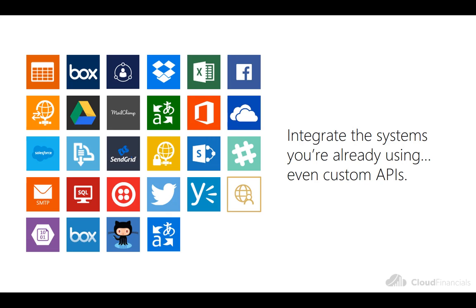You can integrate the systems that you're already using with Microsoft Flow. Whether your business uses OneDrive, MailChimp for email services, or even Twitter and Facebook, you can automatically connect these services to Flow. If you want access to a service that currently isn't available to connect to, you can even bring in your own API.